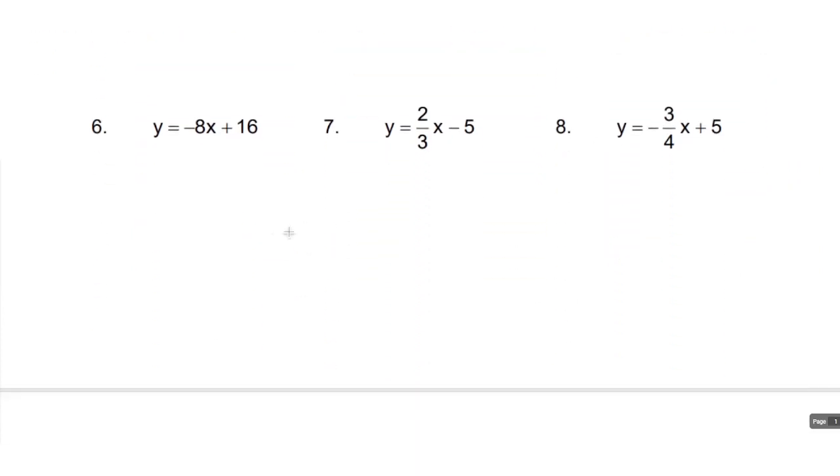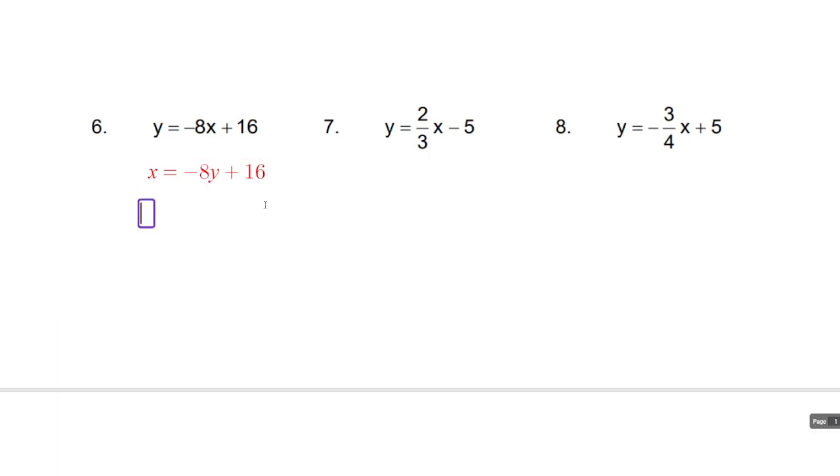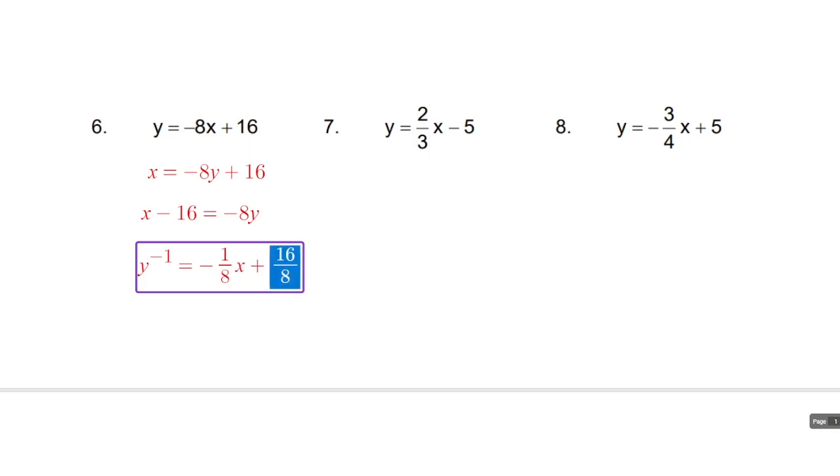Number 6, we can subtract 16 from both sides, but first we need to swap x and y. So x equals negative 8y plus 16. But then we're going to subtract 16 from both sides and finish this off by dividing both sides by negative 8. So the inverse of y is negative 1/8 x plus 16 over 8, which reduces to 2.